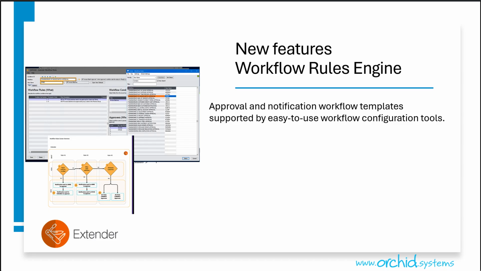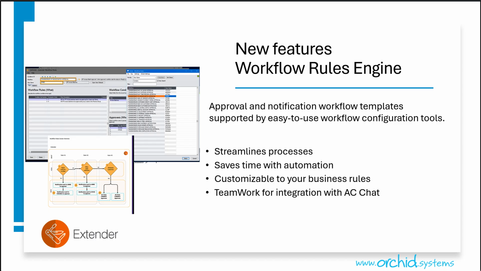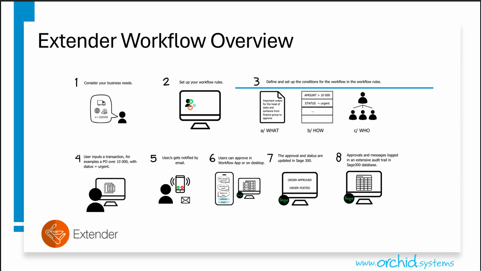So how do I know which records need to be approved and who approves and how many approvers? This will streamline the process and save time configuring the approval. It's all customizable to your own business rules. And it supports Teamwork, our new product developed jointly with AutoSimply. Teamwork integrates Extender workflow, ORCID notes, and AC chat, so you can chat about records and approve them in a mobile chat environment.